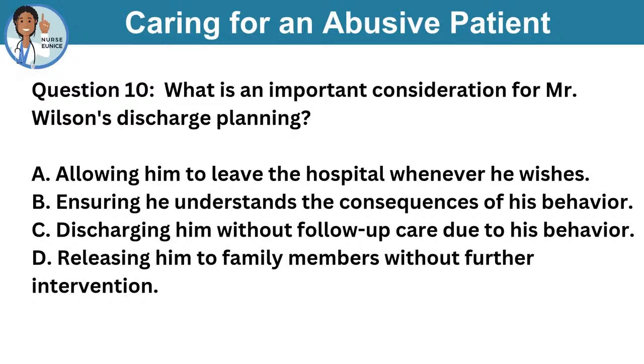What is an important consideration for Mr. Wilson's discharge planning? A, allowing him to leave the hospital whenever he wishes. B, ensuring he understands the consequences of his behavior. C, discharging him without follow-up care due to his behavior. Or D, releasing him to family members without further intervention. Remember, he was brought in because of disorderly contact. He has physically abused a nurse. What do you think the best response should be?